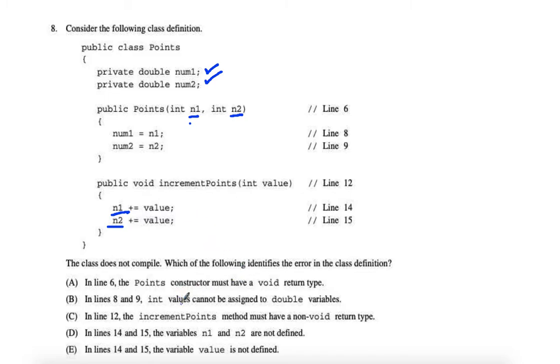So let's look for the answer choice that goes with that, and it's pretty clear. That would have to be answer choice D. If n1 and n2 have a scope of only the points constructor, that means they're not defined anywhere else. That's what scope means.